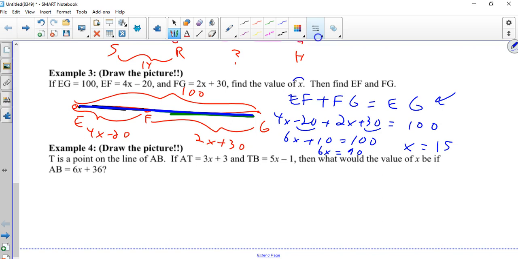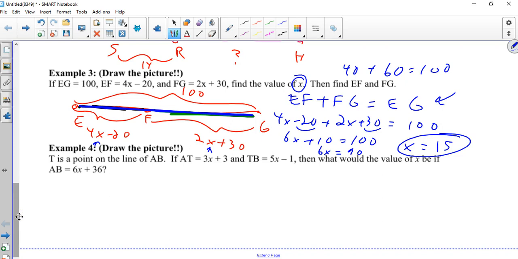No, not exactly. It says find the value of x. We've done that first part. It also says find EF and FG. So I have to plug 15 in. Here and here. So 4 times 15 is 60. Minus 20 is 40. 2 times 15 is 30, plus 30 is 60. And guess what? 40 plus 60 equals 100. My work is correct.